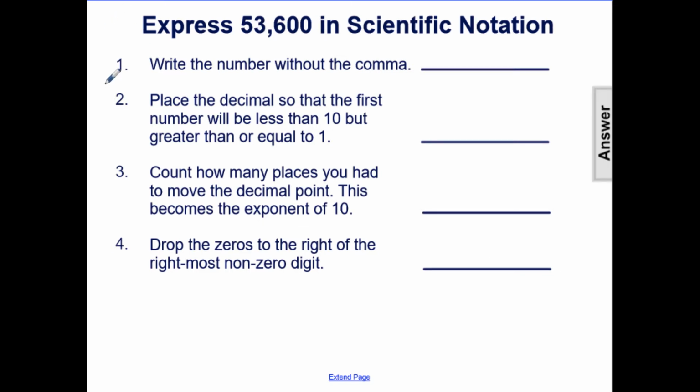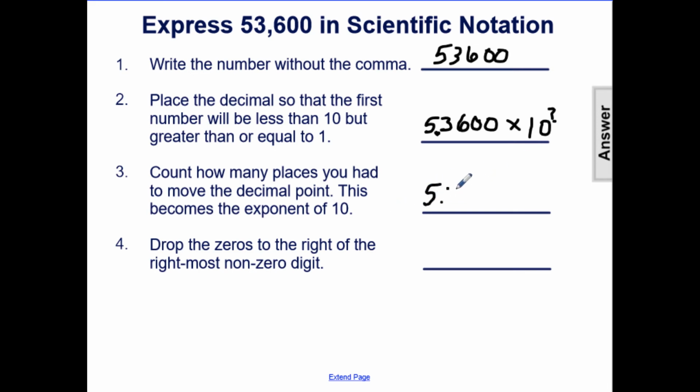Another example, let's express 53,600 in scientific notation. Following the same steps, we'll start by writing the number without the comma, so 53600. We're then going to place a new decimal in between the 5 and the 3, making a number 5.36 because that's less than 10 but greater than or equal to 1, and we'll include our base of 10 to some exponent.